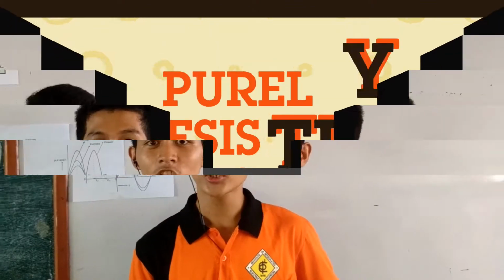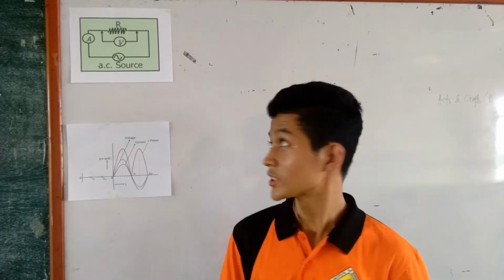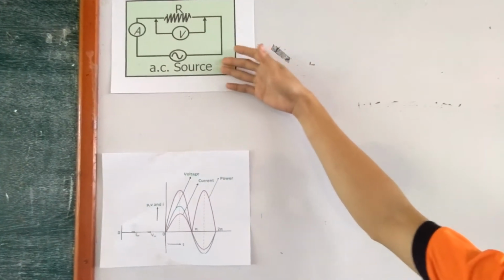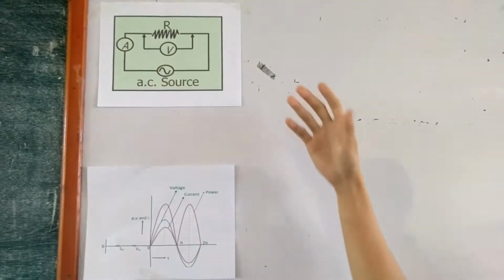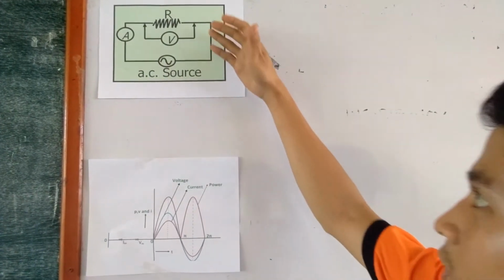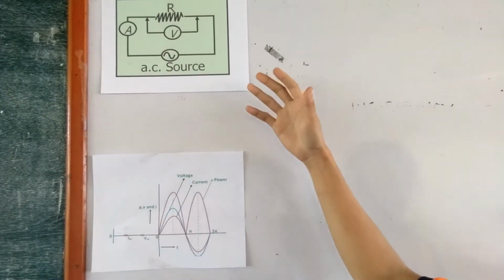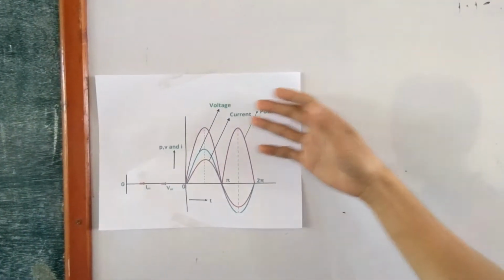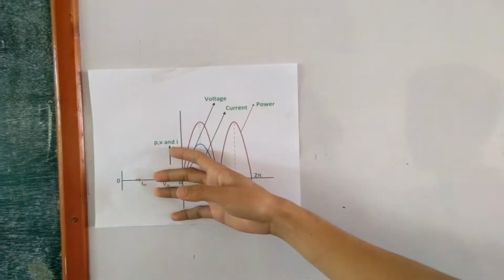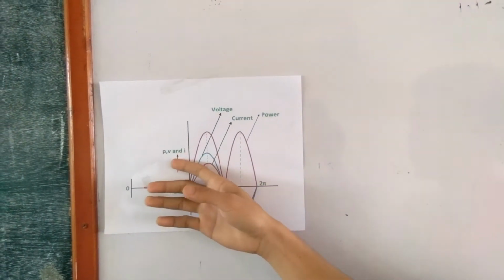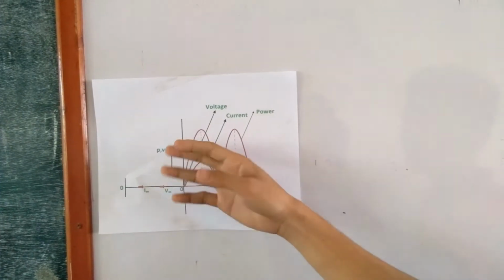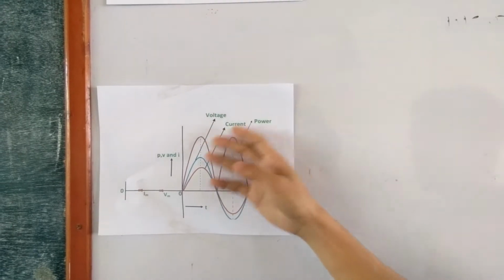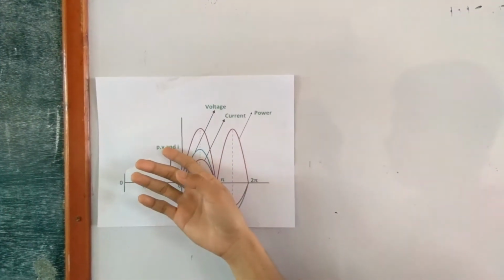So, let's start our discussion with the purely resistive circuits. As you can see in the diagram, we have an AC source and a resistor. Here, I will only discuss the property of the resistor when it is applied in an AC source. Looking at the diagram, the voltage is in phase with the current. We will also prove why these two quantities are in phase, and derive the formula of the power.